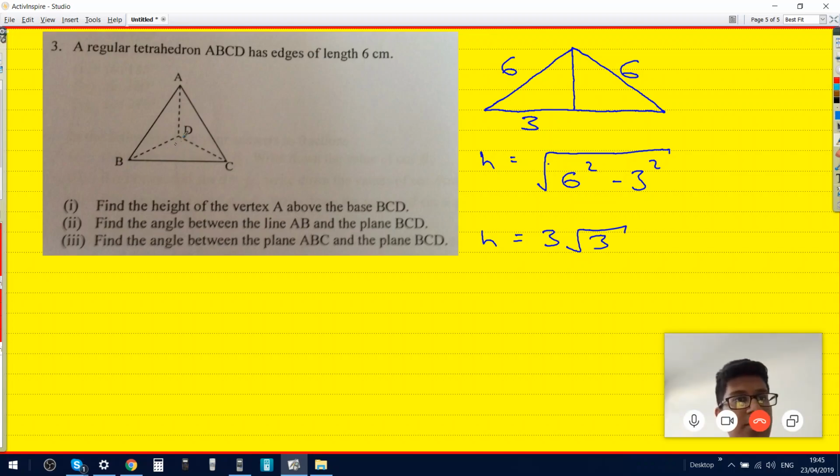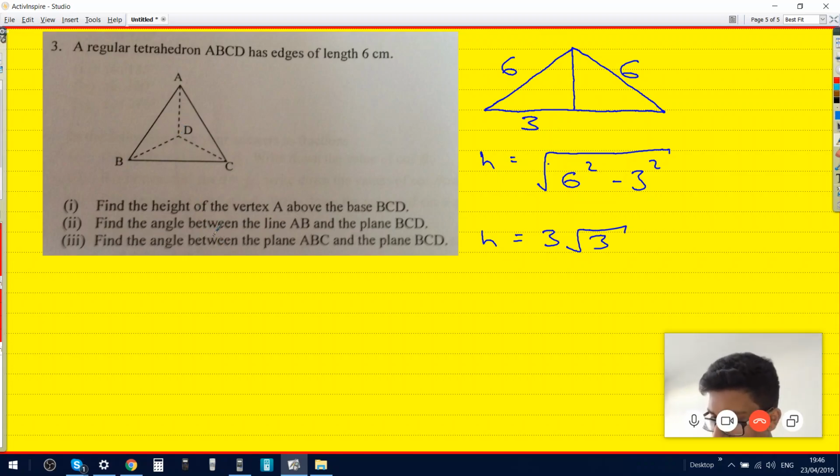And what else do we want? The angle between AB and the plane BCD. Because this is equilateral, all the sides are 6. The angle would be the same even if you said AC to the plane BCD. I think you can use that angle. You've got 2 sides, so you just use trigonometry.